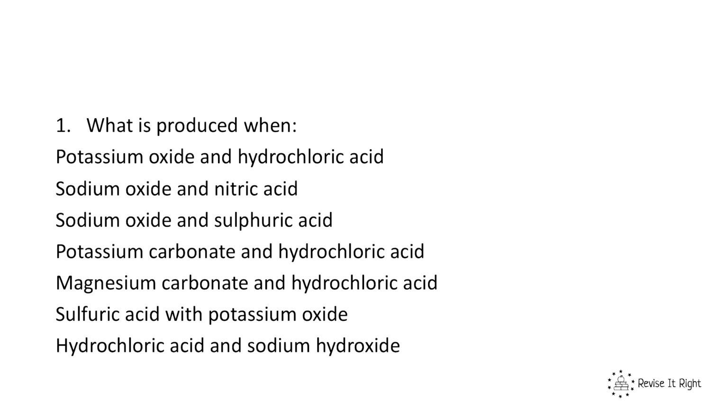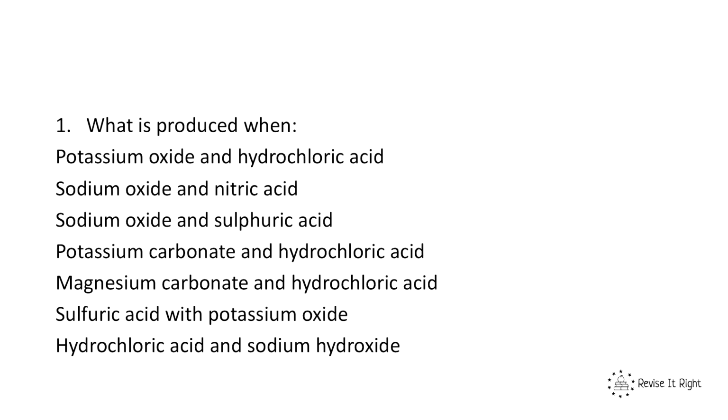So we went through lots of equations there, so now it's really important you have a go at practicing each of these to see what you can remember. So have a go at these questions here and we'll go through the answers together. So pause the video now. Okay, so what is produced when? Number 1, potassium oxide and hydrochloric acid mix.